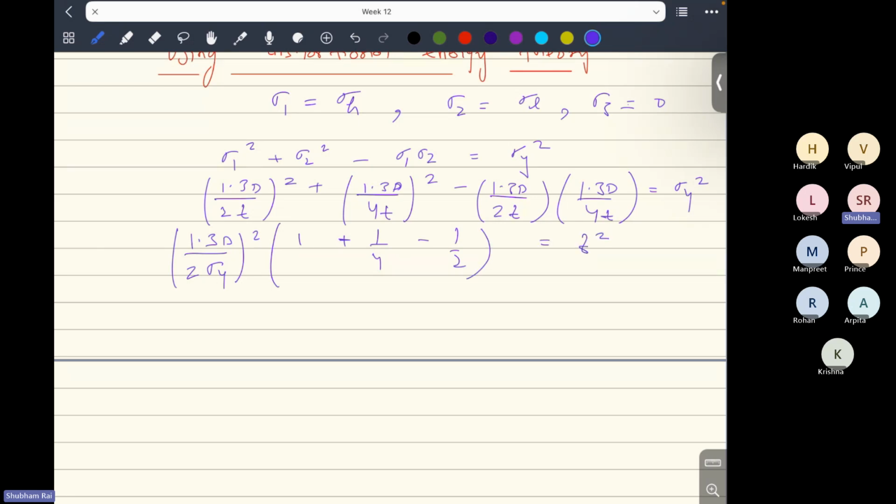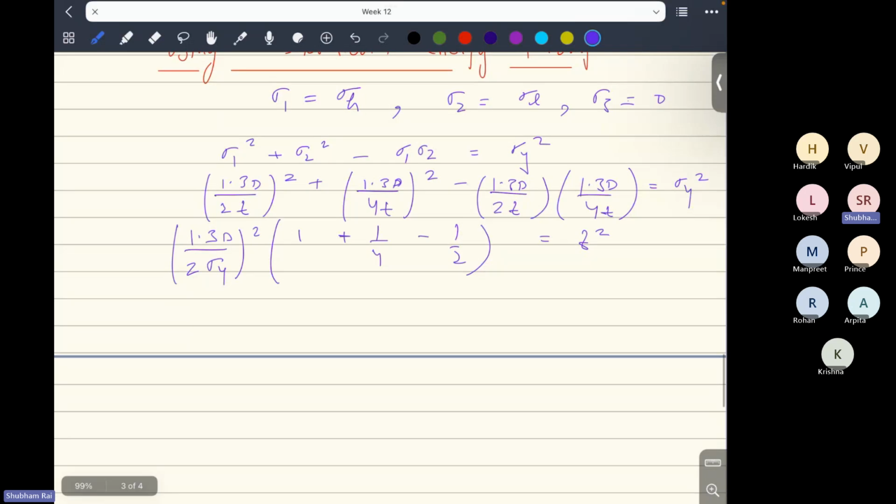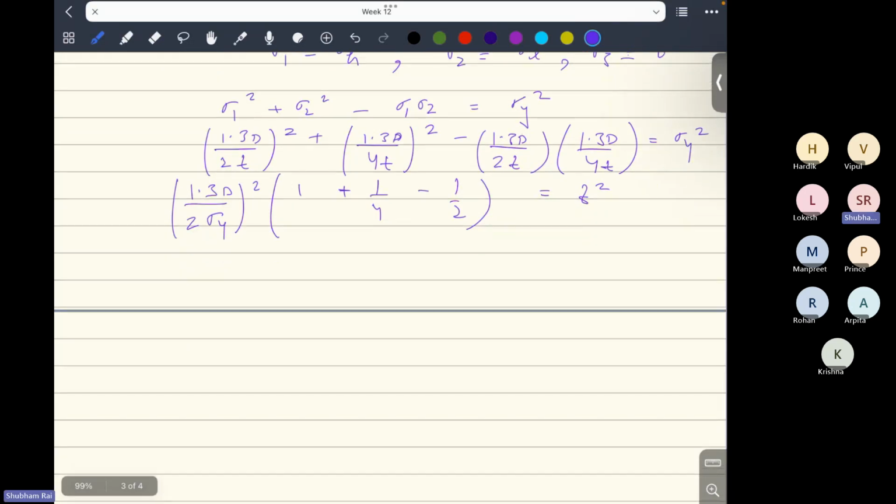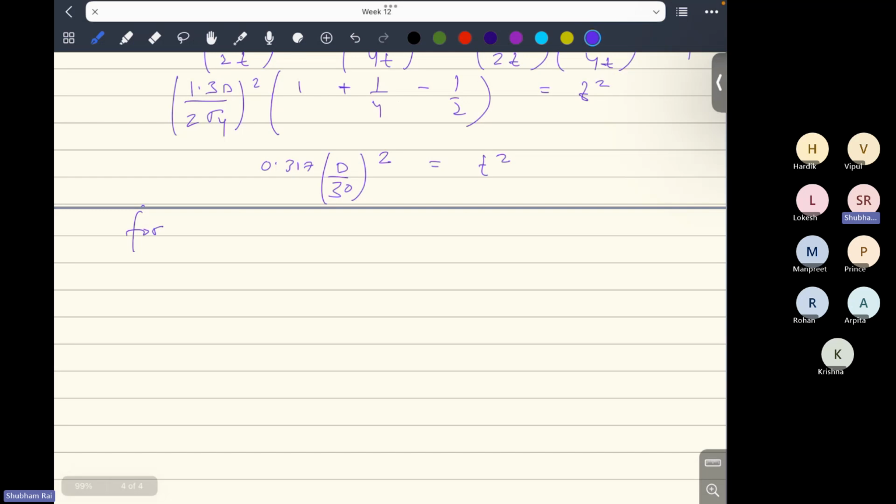Okay, now if you solve this, finally you should get 0.317, and this will be d divided by 30 and to the whole square. So sigma e will be 30, and this is t square. So finally you can put the value of d. So for d is equal to 1.5 meter, that is 1500 mm, your t should be equal to 28.15 mm. You just put in this formula here.